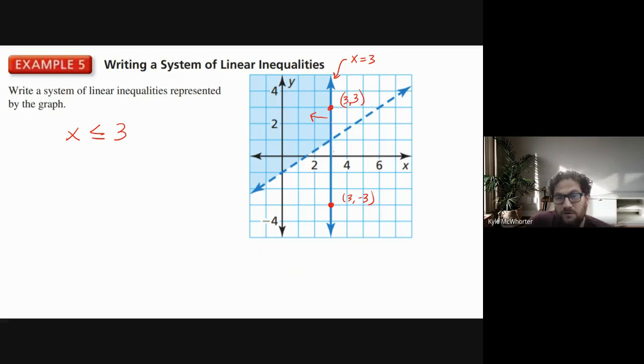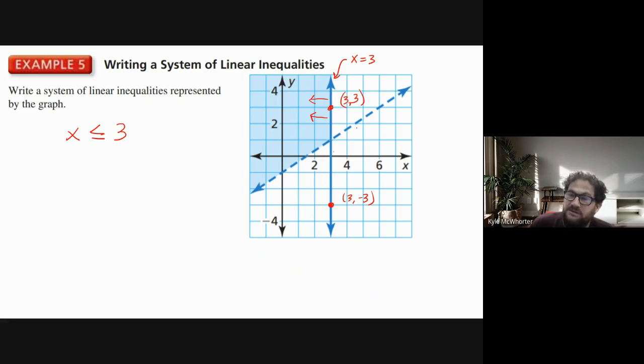So the vertical line x equals 3 is solid, and then everything is shaded to the left. So the inequality that gives us the vertical solid line shaded to the left is x values less than or equal to 3. Because on this line and everywhere to the left, all the points have x values less than or equal to 3.